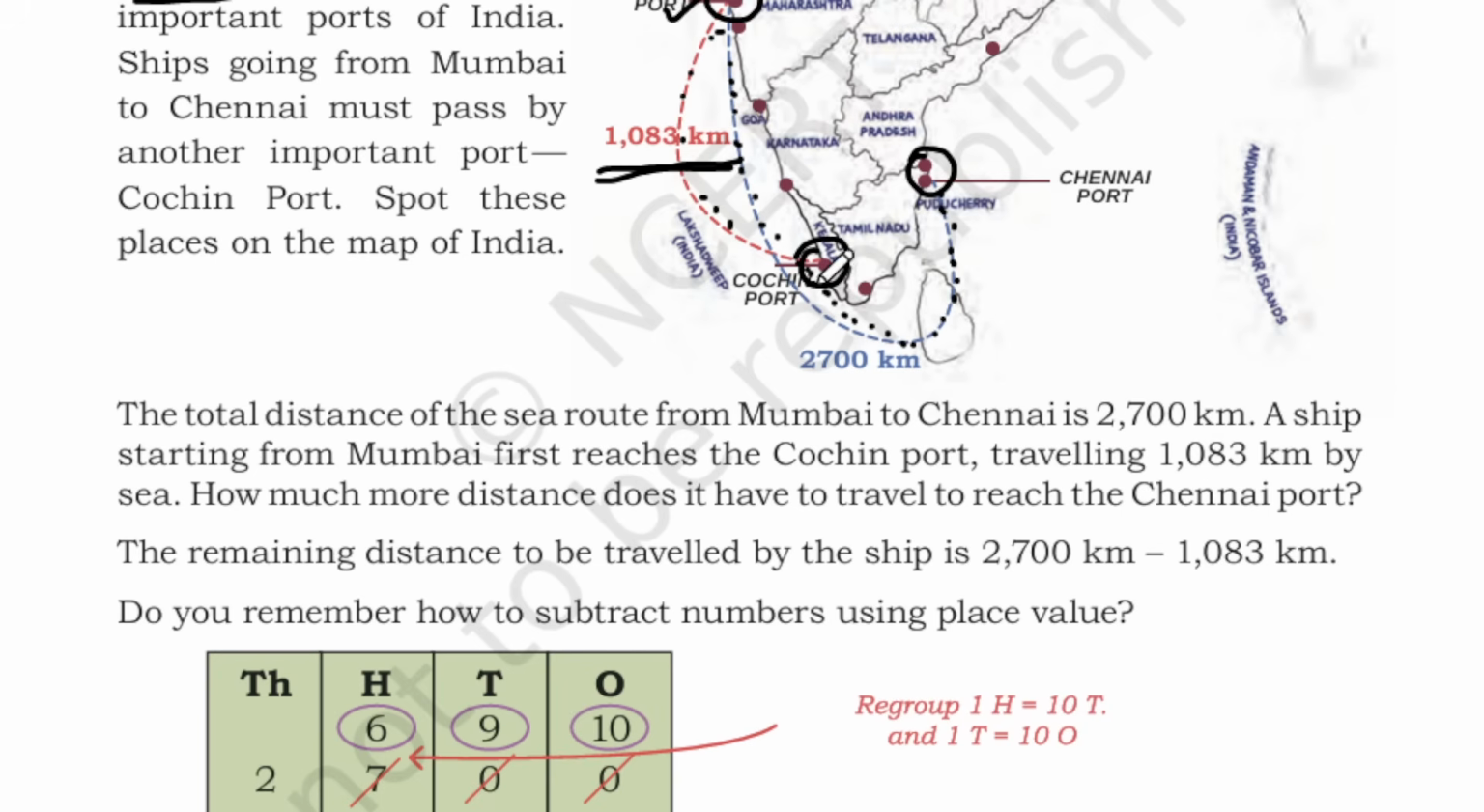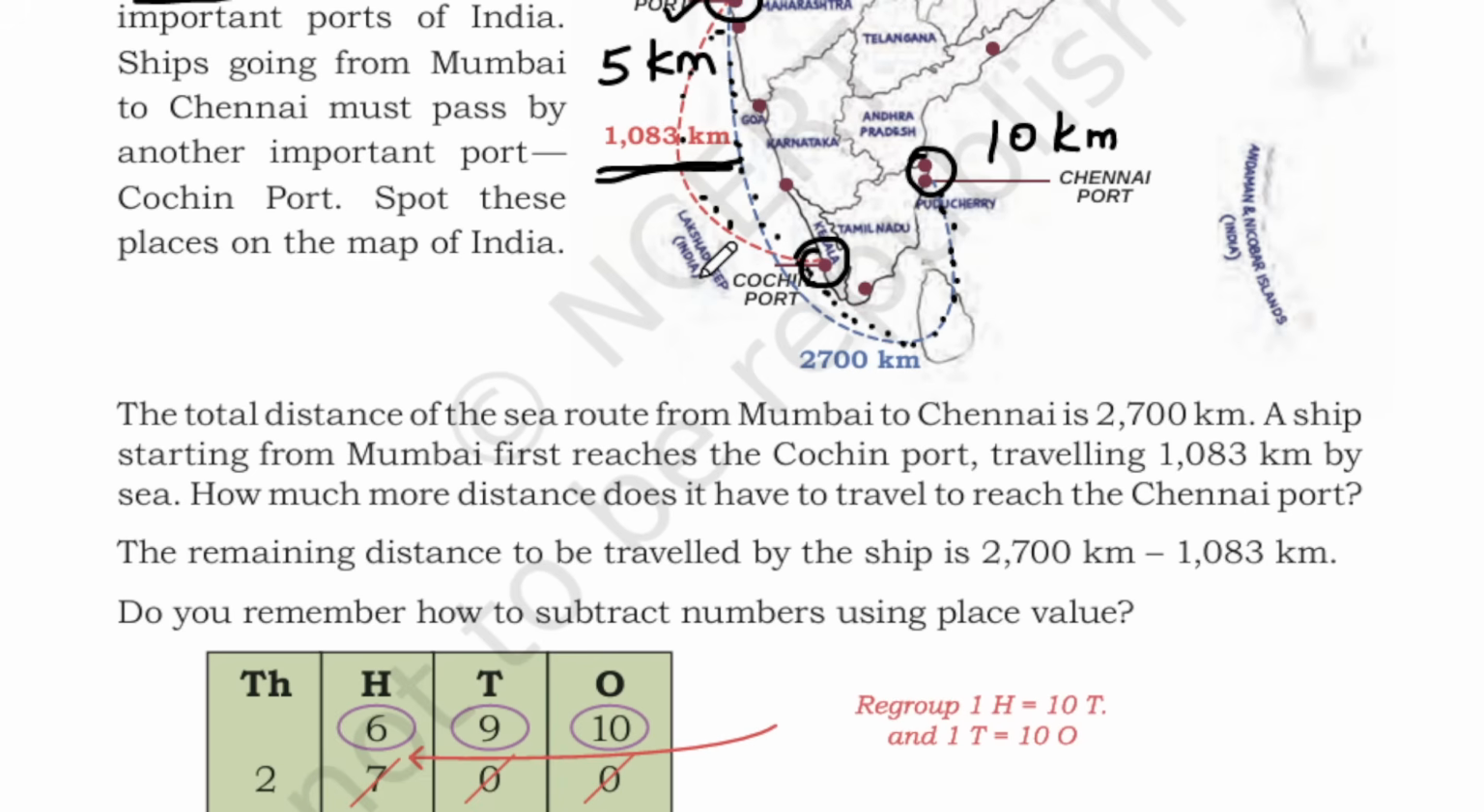So we still have few more kilometers to reach the Chennai port, but we have already crossed 1,083 kilometers. So now how many more kilometers are there to reach Chennai port? So for this, what we have to do, we have to subtract total distance with the distance covered between Mumbai and Cochin port. Okay. For example, just imagine from Mumbai port to Cochin port, it is 5 kilometers. Okay. And the total kilometers from Mumbai to Chennai is 10 kilometers.